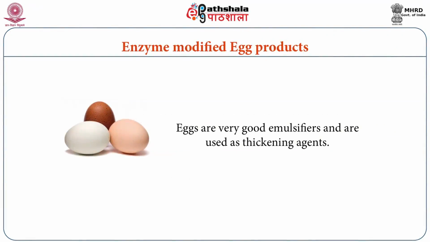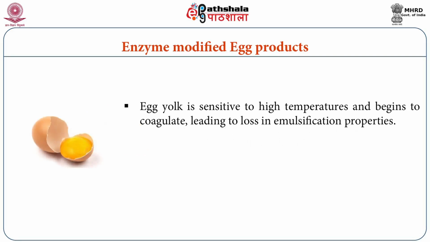Now, talking about enzyme modified egg products, eggs are very good emulsifiers, we all know that, and are used as thickening agents also. It is because of their emulsification property that they are very much useful in many products. However, we also know that egg yolk is sensitive to high temperatures and begins to coagulate, leading to loss in emulsification property. So, they completely lose their properties, and after heat treatment they cannot be used in the product.